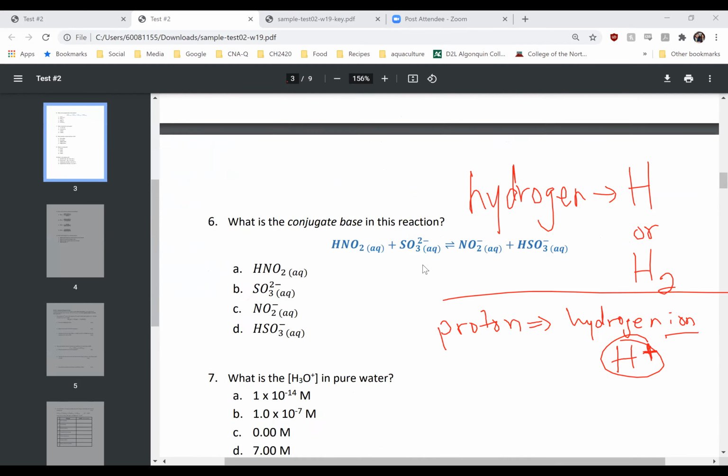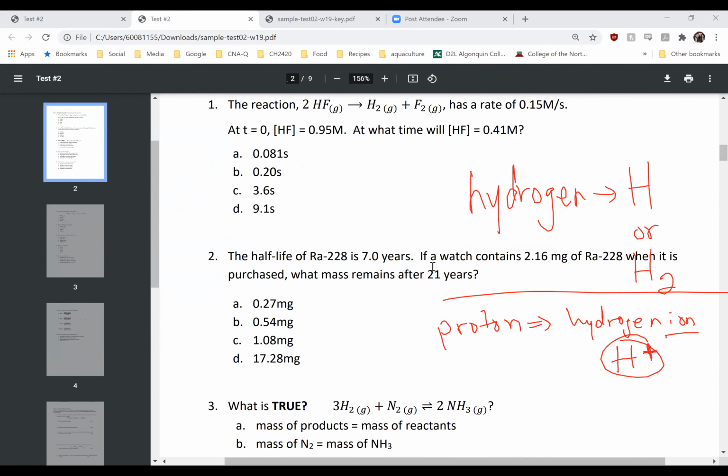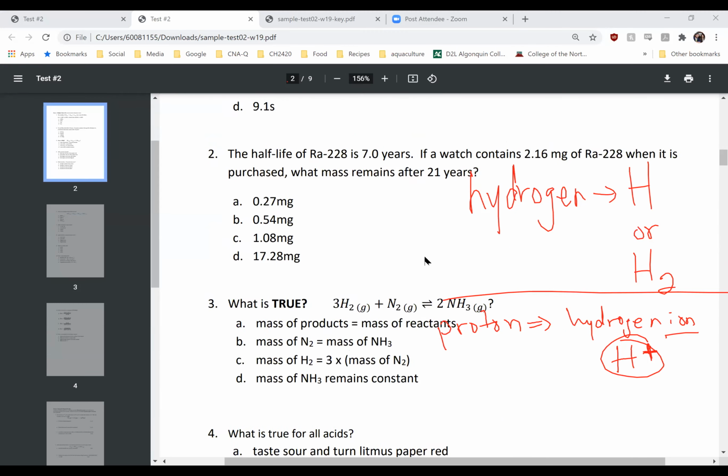So I didn't mean to freak you out. I just found this test on a hard drive, so I was like, oh, I'll throw it up online. What's the harm? And the first 3 questions are crazy.